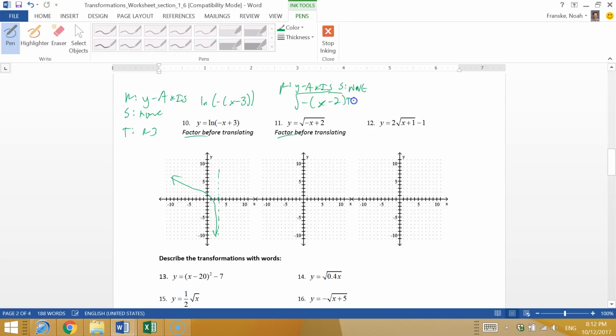And my translation is going to be right 2. So go right 2. And y-axis reflection, so we're going to move to the left with that square root function. That's all there is to it.